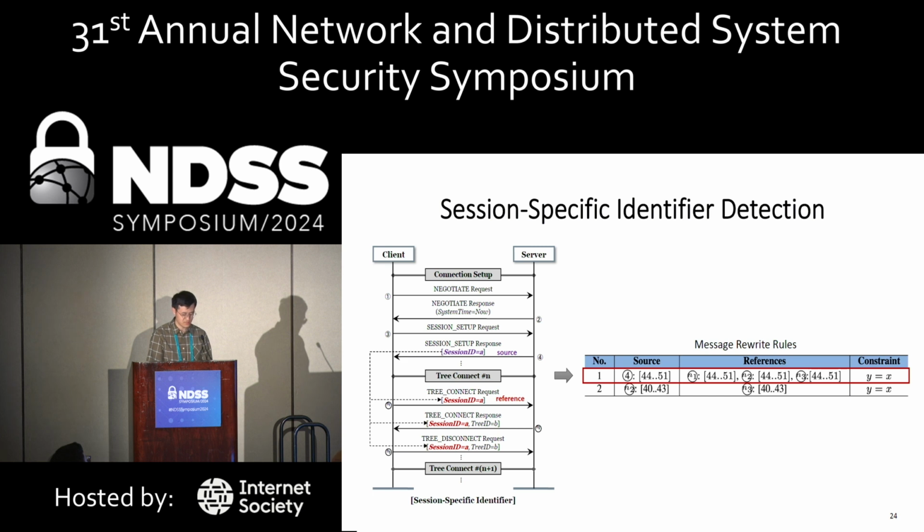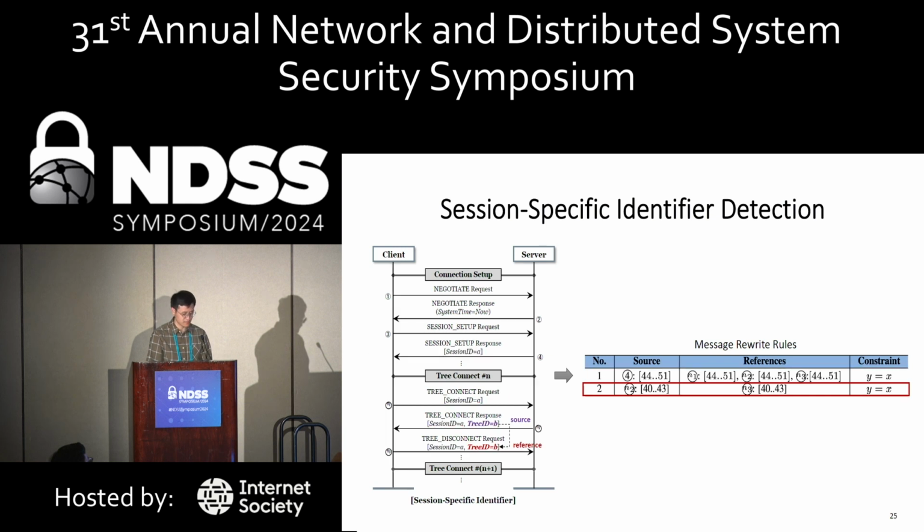After the detection, this module derives a list of message rewrite rules. It records the detailed information of each identifier. For example, this rule shows the message rewrite rule for the session ID identifier, including its source, reference, and their relationships.